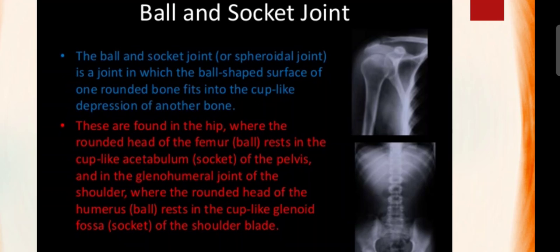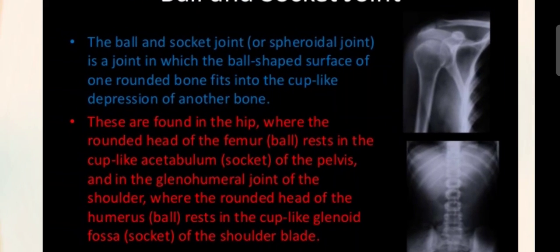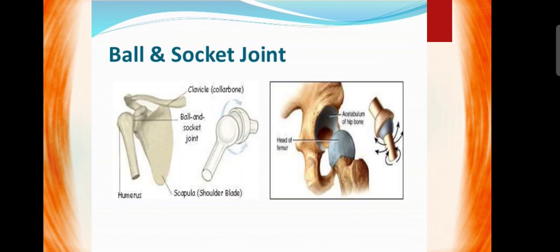So, this blue color definition is important for you, children. You can note it down, so you will be able to define the ball and socket joint. Here we have seen the other diagrams, other examples. In your book it is given. You can try to find the ball and socket joint by comparing this cup-like structure and rounded ball, right? And here you can see the different parts of the shoulder.